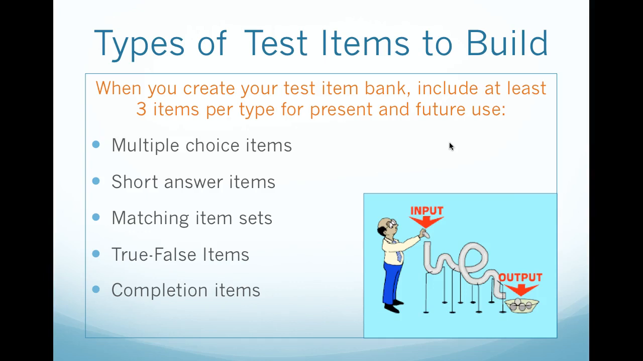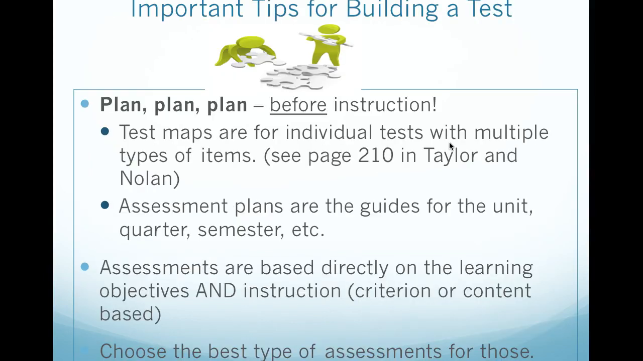So you're going to be building a series of assessments for your units. When you create your test item bank, you're going to include at least 3 items of each type of these assessments for present and future use. You're going to create some multiple choice items, short answer items, matching test items, true-false items, and 2 different types of completion items. Actually, 3 different types of completion items.